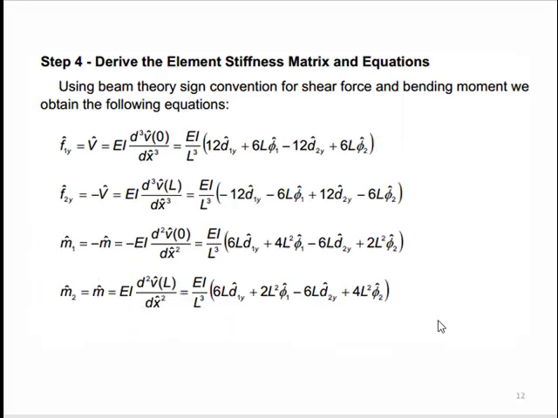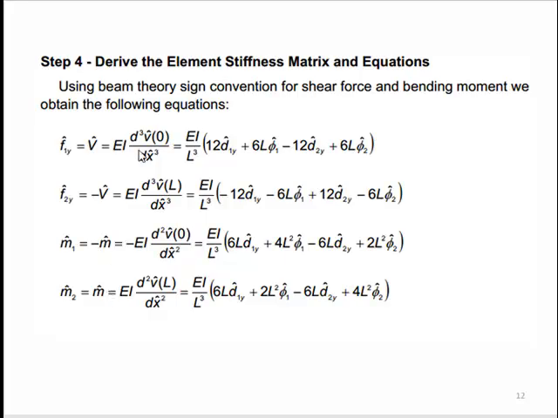Okay, now step number 4: derive the element stiffness matrix and equations. Using the beam theory sign convention for shear force and bending moment, we obtain the following equations. This F1, F2, M1 and M2 are the nodal forces and moments, and these are the shear force and moment as per the beam theory.